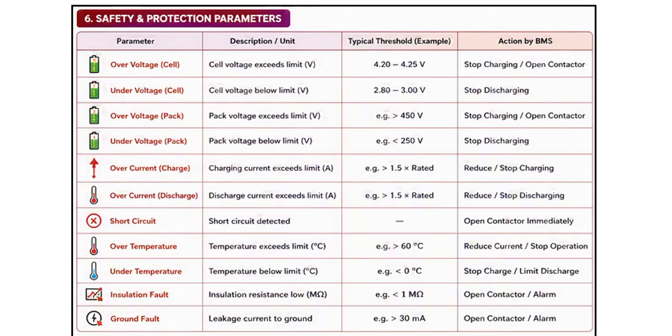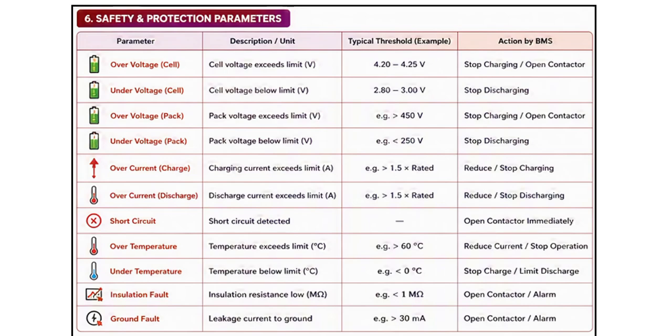If a short circuit is detected, then the contactor will open to avoid any damage to the battery and load sides. Then over and under temperatures. Due to internal operations of the battery, the over temperature occurs, and operation will be stopped. For under temperature, if the temperature is below the limit, then charging will be stopped, and the allowable discharge is limited to the safe value.